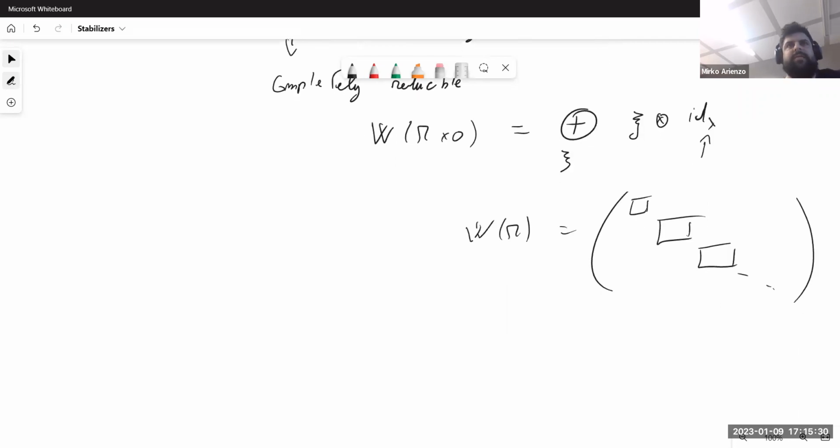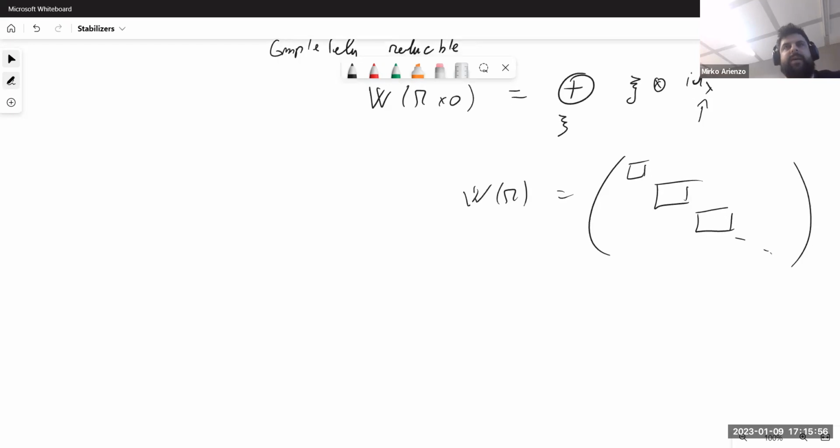Now one can consider what is called the isotypic component of this decomposition. Namely, it's just the direct sum of all the copies of the same irrep. This space can be denoted in this way, because it's fixed by this character that is appearing many times in the decomposition of W of M.